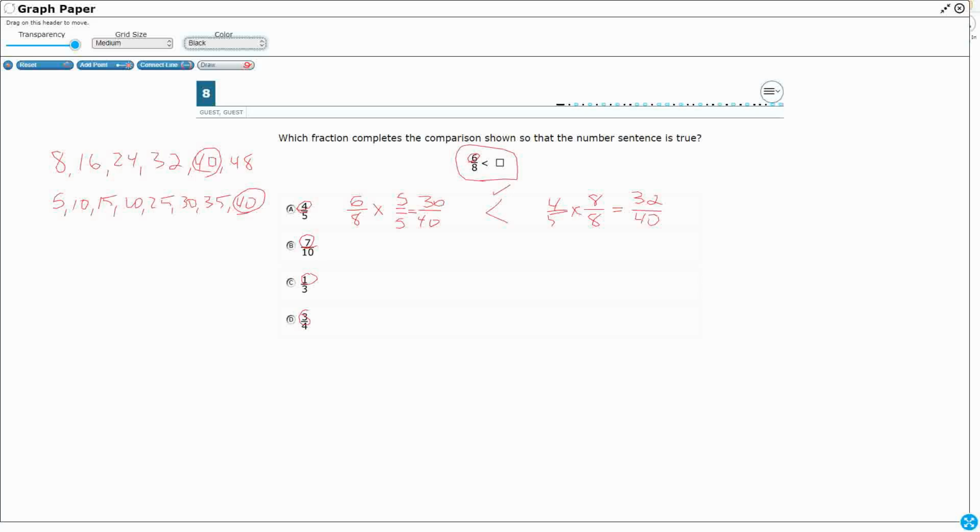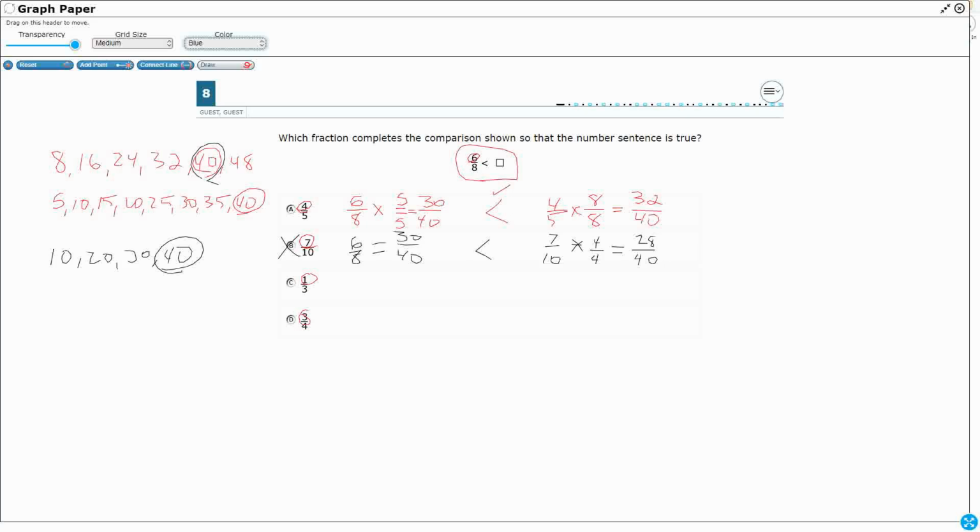Let's check. So we're going to list our 10s here. 10, 20, 30, 40. I've already got my 40, so I'm just going to make my 6/8 equal 30/40. We already did that work. Let's check our 7/10. We need to multiply it by something to get it into 40ths, and that's just going to be a 4. It's 10 times 4. So 7 times 4 is 28. Can we say that 30/40 is less than 28/40? No, 30 is more. So incorrect.